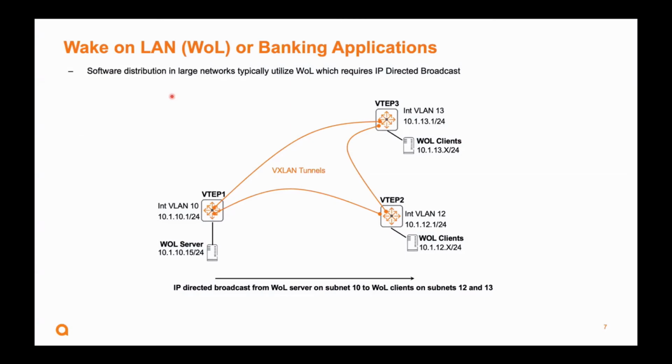Use cases. From what we've seen, it's used as WOL, Wake on LAN, for software distribution in large networks. You can see here, I have a Wake on LAN server on VTAP1 on the 10 subnet. I have Wake on LAN clients on the 12 subnet and 13 subnet on different remote VTAPs. So IP-directed broadcast from the Wake on LAN server will be sent to subnets 12 and 13 to distribute the software. We've also seen financial and banking environments required for stock-related applications. So they can enable this for their applications on different subnets.